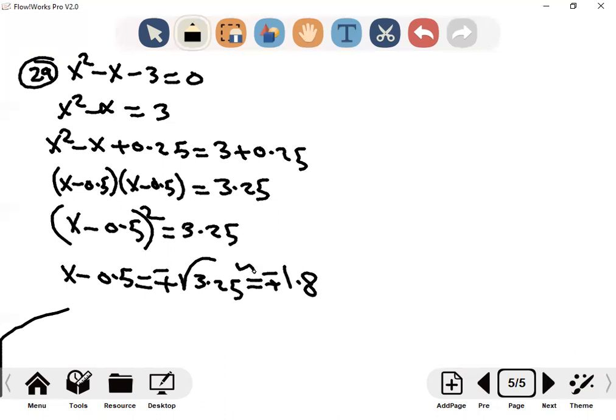Rounded. Write this down when you round. So shift the negative 0.5 there. x will be plus minus 1.8 plus 0.5. Once take it plus and once take it minus, and get the answers. Done. I think this idea, we've had enough of it. Okay. Now I will be back.